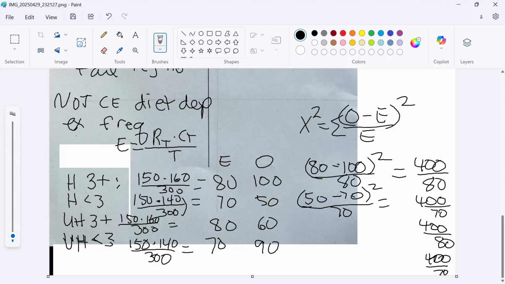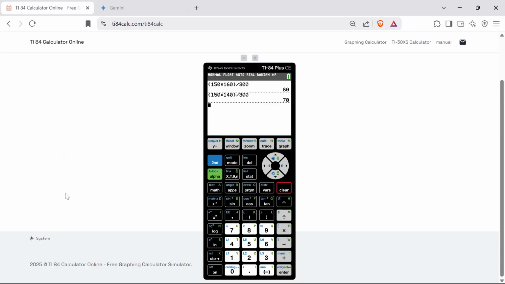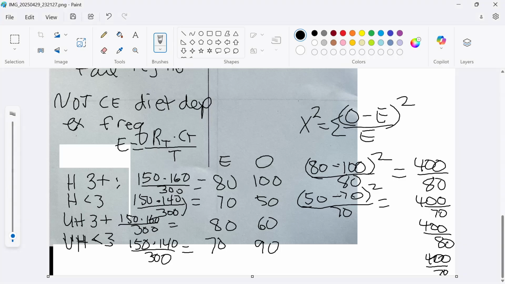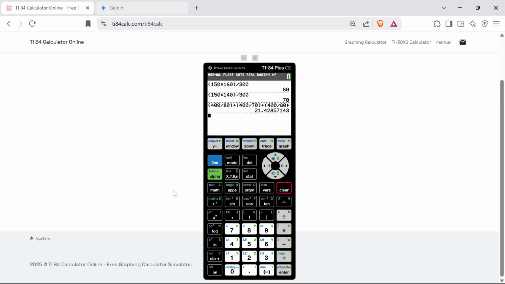So that's going to give me a chi-squared value. I've got 400 over 80 plus 400 over 70. This is the long way to do it. That other way is much easier. Plus 400 over 80 plus 400 over 70. 21.429, same value as the other one came up with, 21.429.